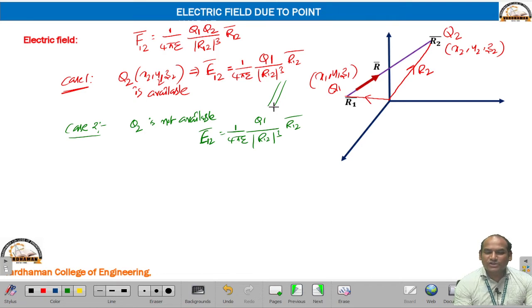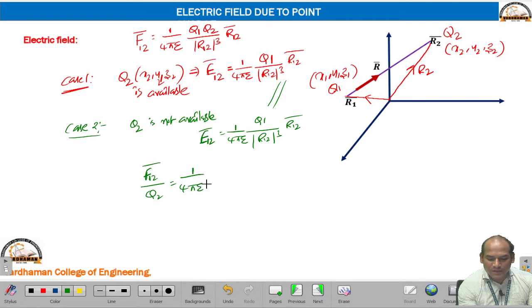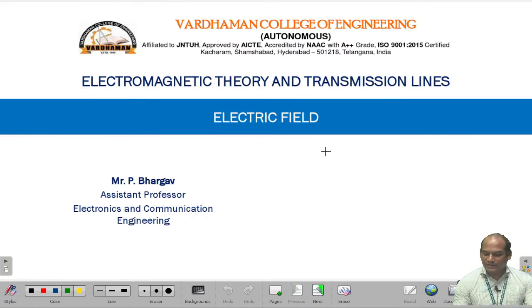So if you send the Q2 charge in the force equation from the right side to the left side, what you will get is F12 bar by Q2 is equal to, the remaining part, 1 by 4 pi epsilon Q1 by magnitude of R12 cube into R12 bar. This is exactly equal to your E12 bar electric field.